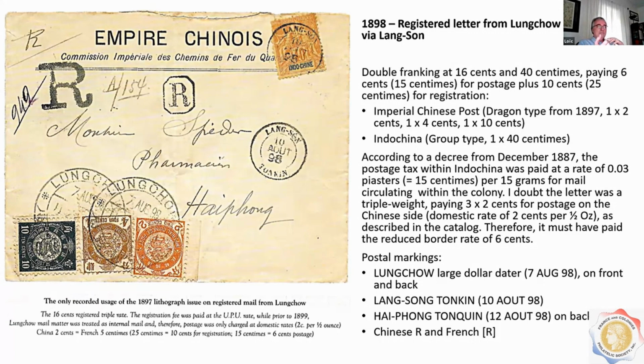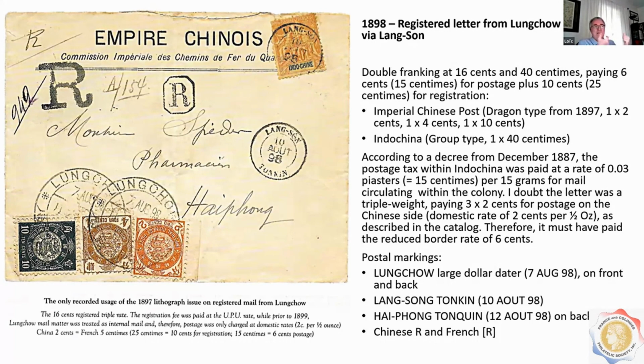At the exchange rate that was in place at the time, of 1 cent to 2.5 centimes, 6 cents would have made the 15 centime rate that would have been prevailing, I think, in Indochina for local mail, at least within Tonkin. But I can't really explain how a 40 centime stamp here would pay for registration of 25 centimes and then a triple weight letter, which would have been 45.